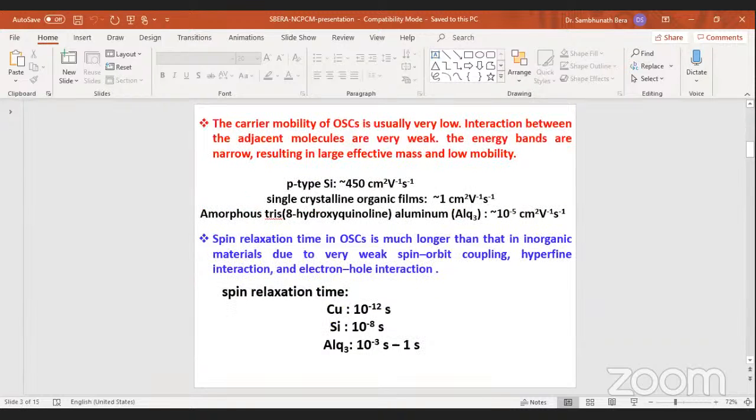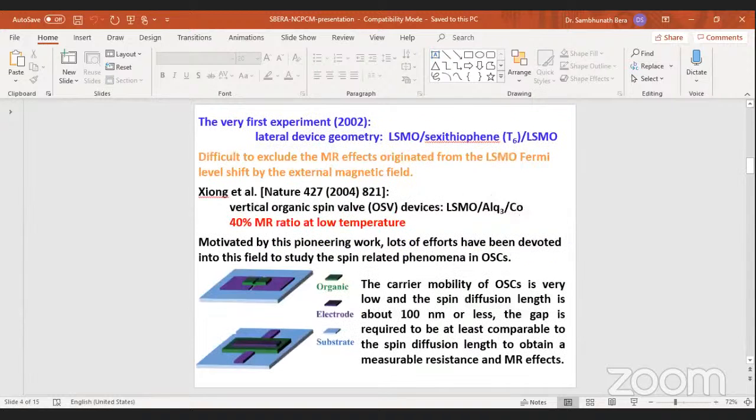There are two main advantages of organic semiconductors: their carrier mobility is very low, since interaction between adjacent molecules is very weak and energy bands are narrow, and they have a very weak spin orbit coupling, so spin relaxation time is large. The first successful experiment was carried out in 2004 on the vertical organic spin valve.